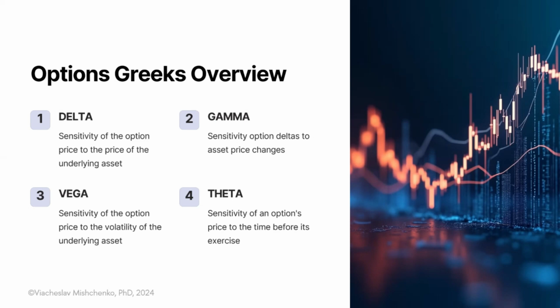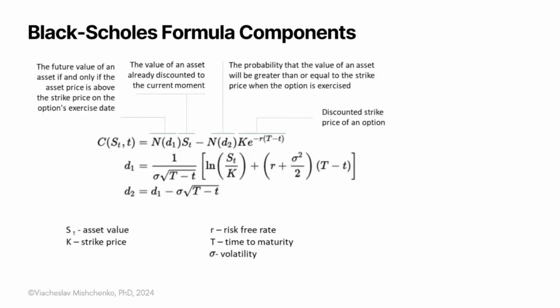And there are also so-called second order Greeks, for example, Vanna or Volga. These are more complex, but we will not consider them in detail. But they may become very important, for example, in case of some kind of sophisticated option strategies.